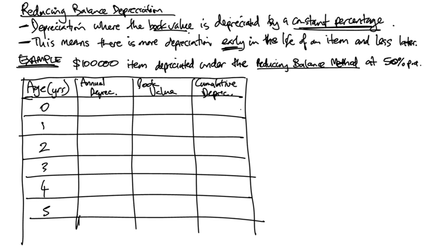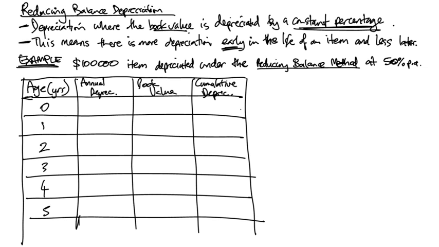The easiest way to show you how this works is to do an example. I'm going to put it straight on the table, and it's going to be a $100,000 item depreciated under the reducing balance method. The question is going to be very clear what kind of depreciation they want to use, and we're going to go with the easy 50% per annum.